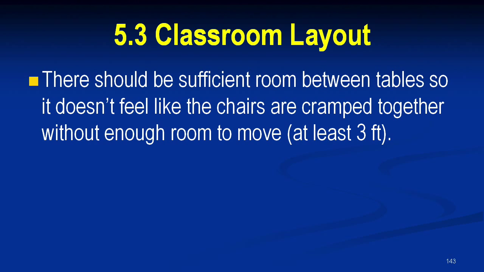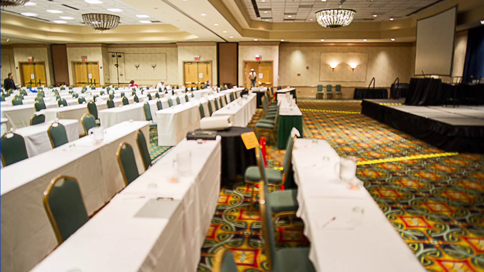Continuing on, 5.3. Sufficient room between the tables. Let's go back over here. We have a specific dimension. I don't know if it's in the textbook or not, if we're going to run across that, but there is a specific distance between this table here and that table there.